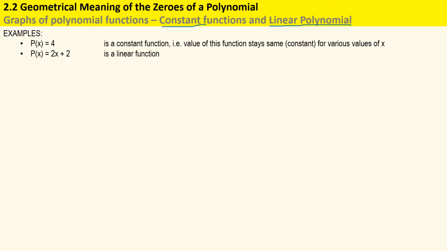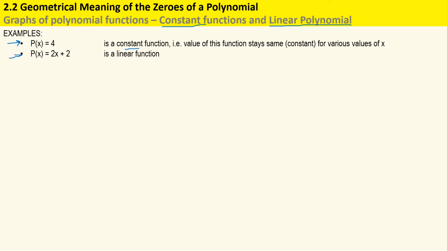Our first example is p(x) = 4. It is a polynomial which is a constant function. That is, the value of this function will remain the same for all the values of x. So let's say x becomes 1, it will give us the value of the polynomial as 4. When x becomes 4, again the polynomial value will remain 4. That is, the polynomial is a constant function.